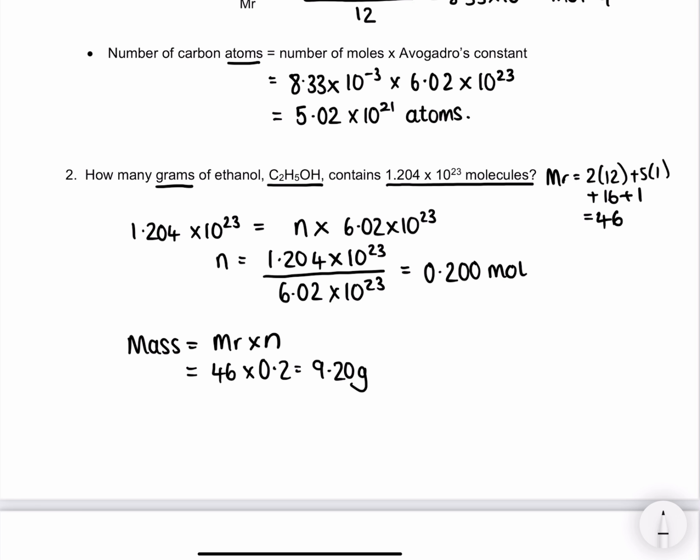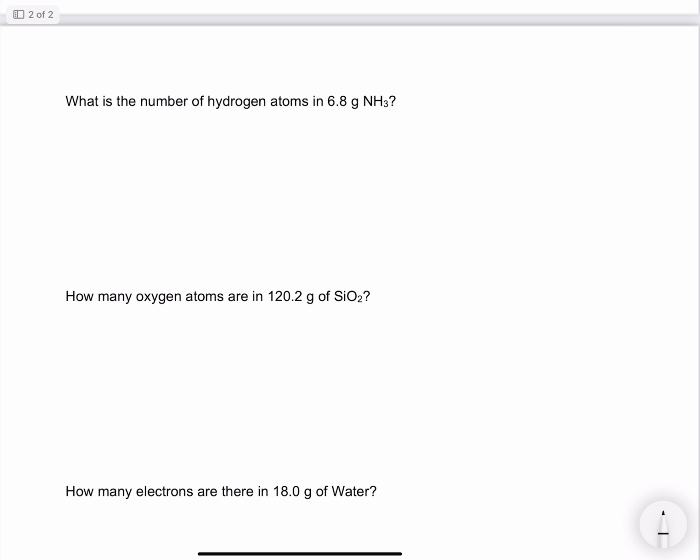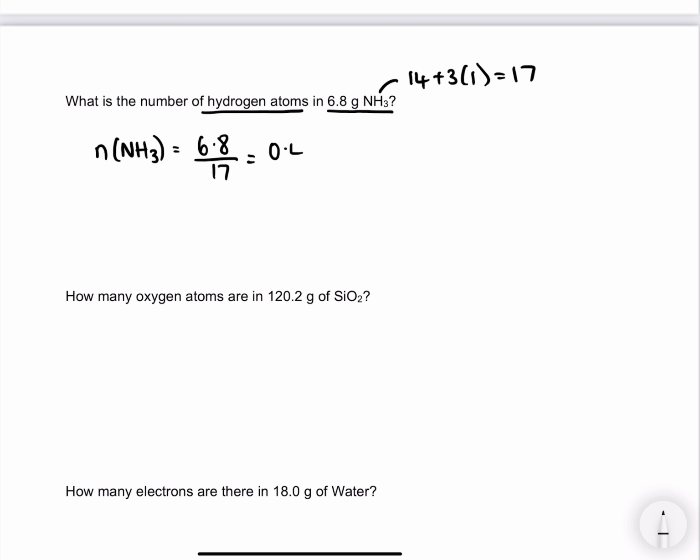Okay, so I've got some further examples that we can have a go at. This one says, what is the number of hydrogen atoms in 6.8 grams of ammonia? So the first thing I can do with a mass is work out moles. So moles is mass divided by Mr. So we've got 14 and 3 ones. That's 17. So let's work out how many moles we've got. So that's 0.4 moles of ammonia.